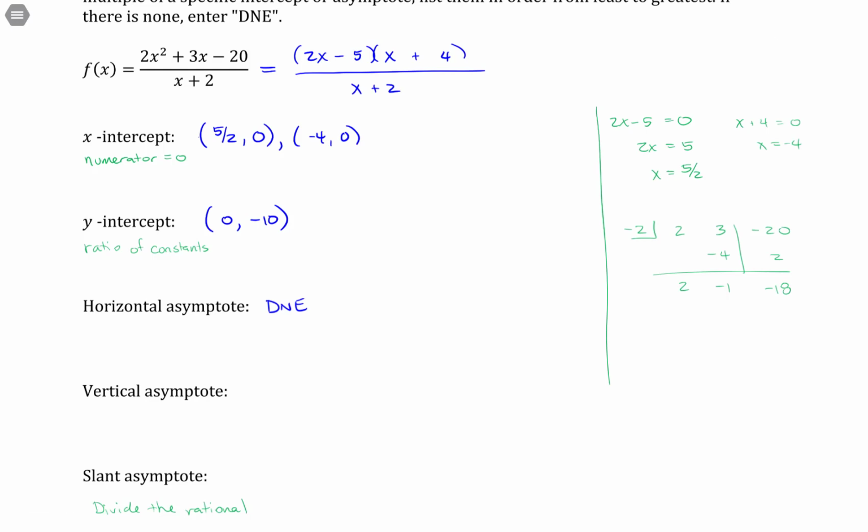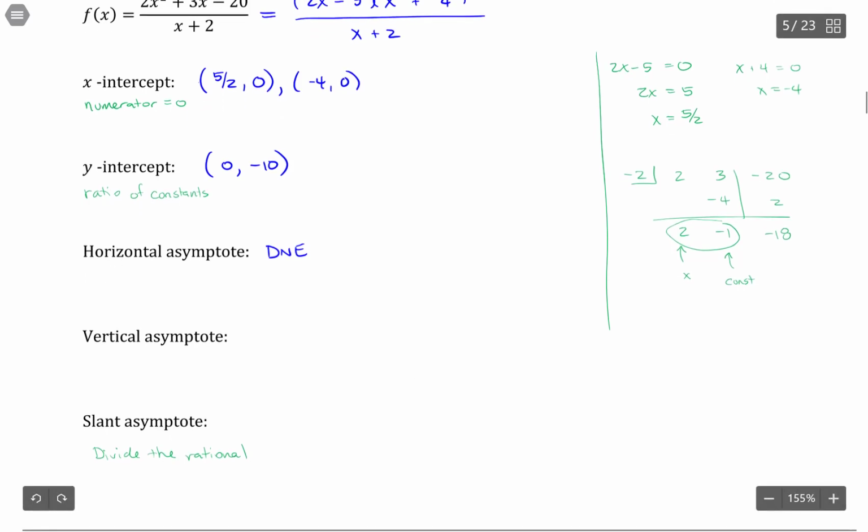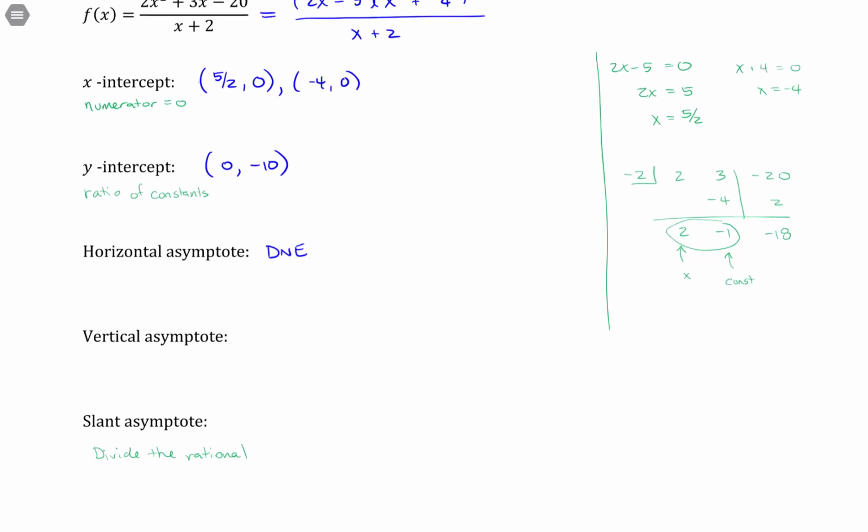Now, the only thing that really matters is these two coefficients here make up a linear function, where this is a constant, and this is times x. So that slant asymptote is made up of that linear function with these coefficients. So the slant asymptote is y equals 2x minus 1.